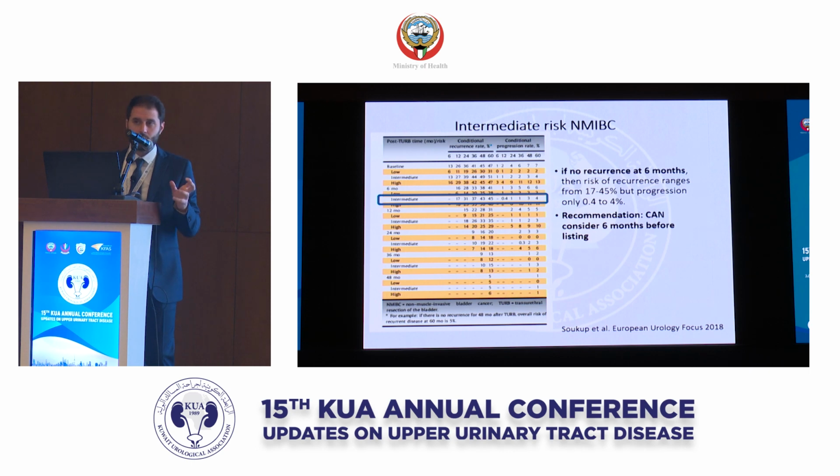And it's very similar for intermediate risk. Again, they're not all one size fits all. You have to think of this case by case. But if they don't recur in the first 6 months, then you don't need to worry that much if they have a living donor and they understand the risks and they want to proceed with transplant.